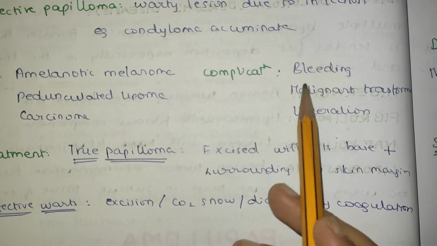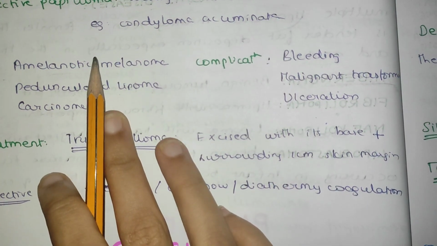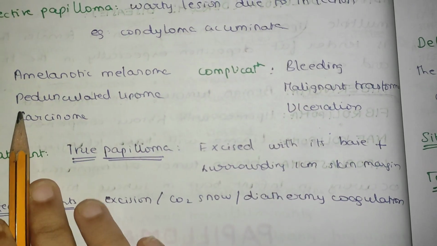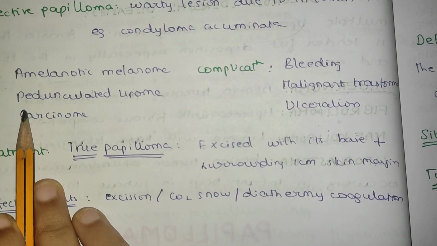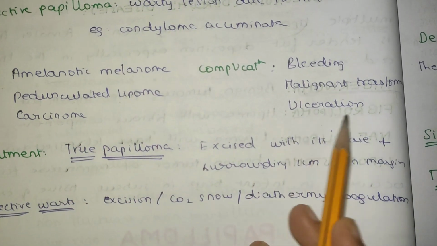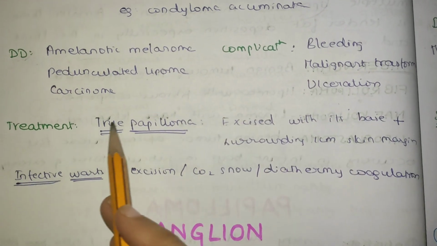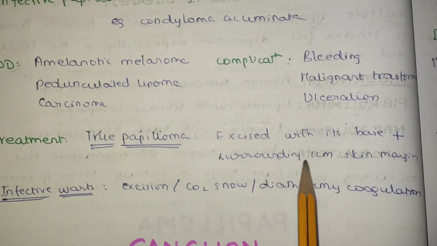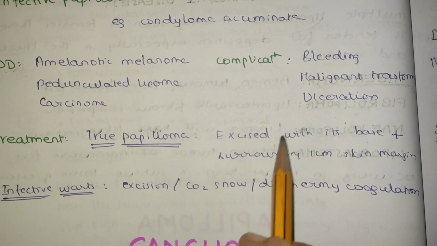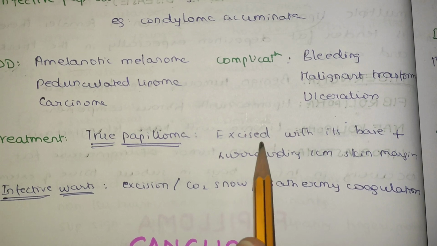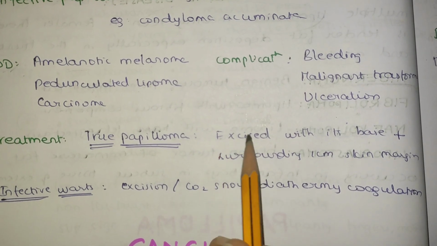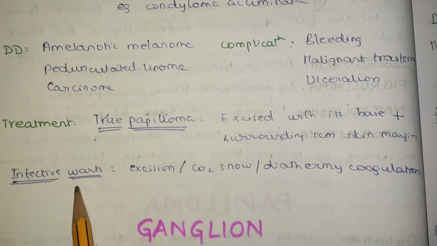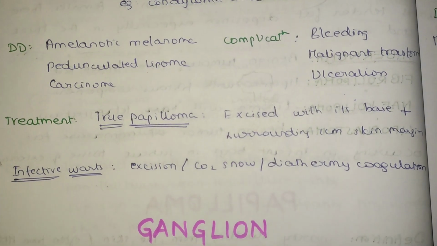Complications include bleeding from the papilloma, malignant transformation of the papilloma, as I said earlier, true papilloma can progress into a squamous cell carcinoma, and ulceration of the papilloma. Treatment: a true papilloma is excised along with its peduncle, its base, and a surrounding 1 cm skin margin. Next, infective warts: the treatment is excision.